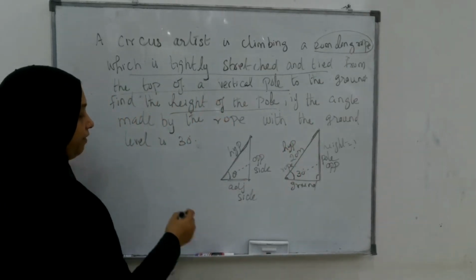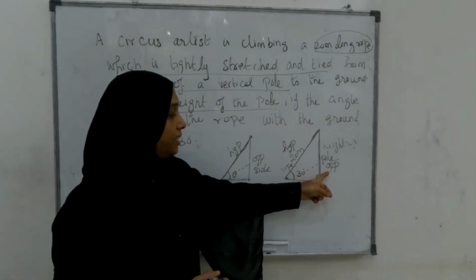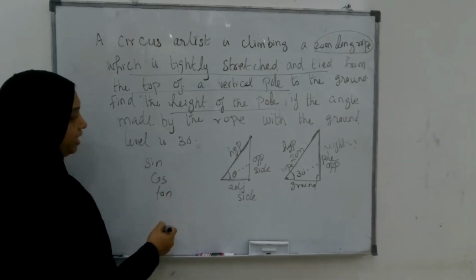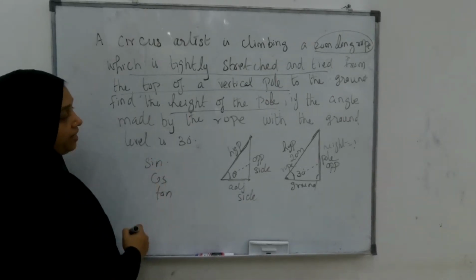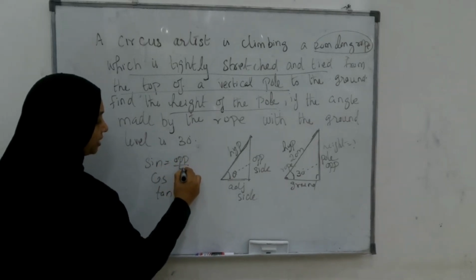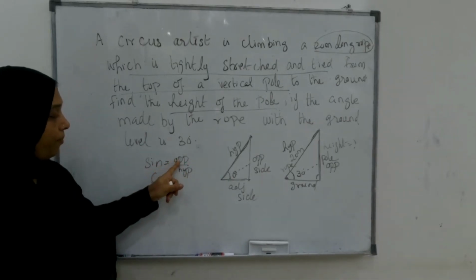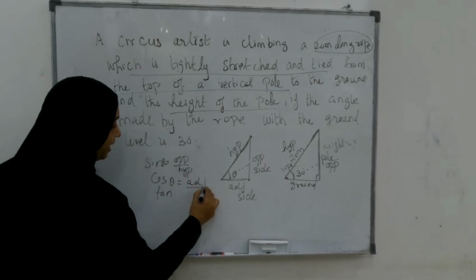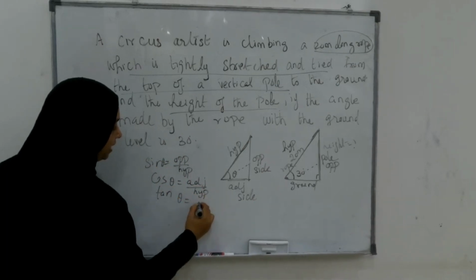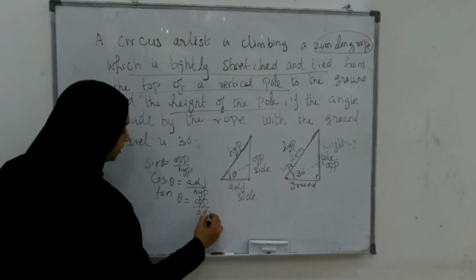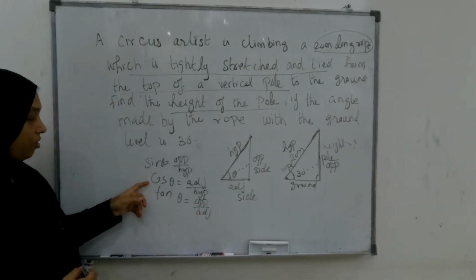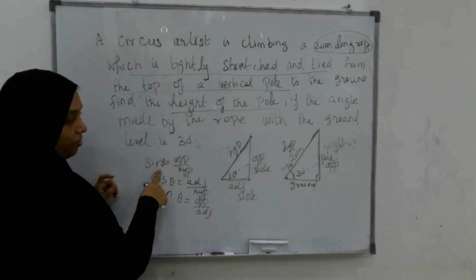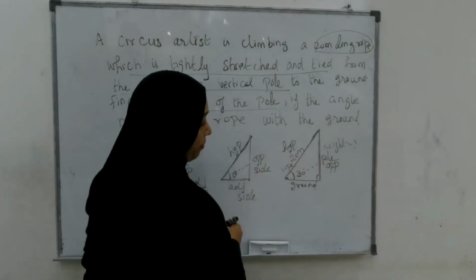So among sine, cos or tan, where are we getting opposite and hypotenuse? In the sine part only, because sine theta is opposite by hypotenuse, cos theta is adjacent by hypotenuse, and tan theta is opposite by adjacent. So among these three, which one represents opposite and hypotenuse? Sine theta only.